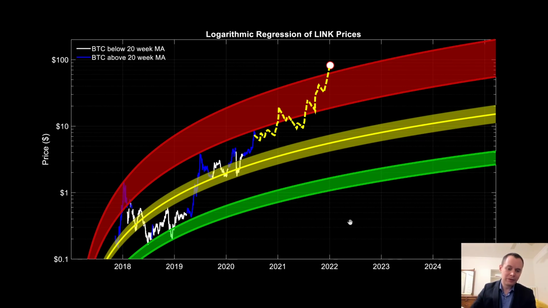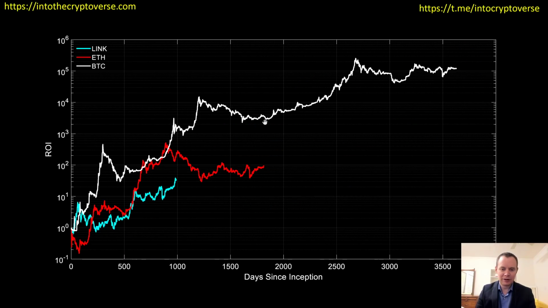Link has already showed that when Bitcoin does flirt with bull market territory, when it's above its 20-week moving average, this is when it shines. What happens if Bitcoin is above the 20-week moving average for 3 years or for 2 years? What happens then? We don't know. We'll find out together, but we don't know at this point.